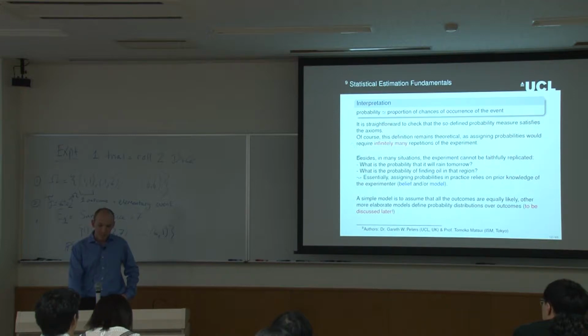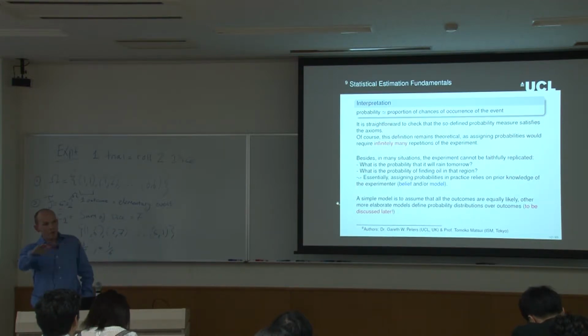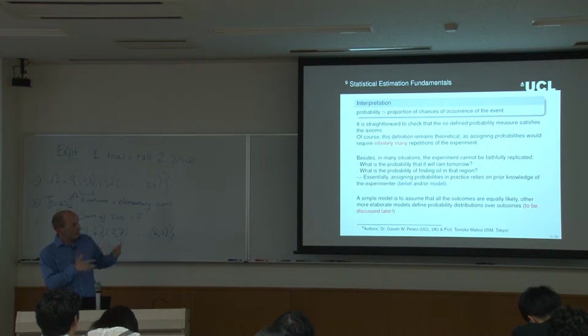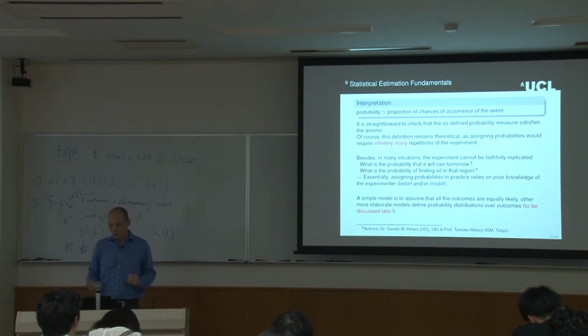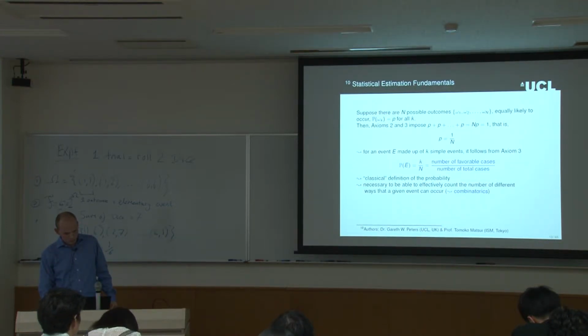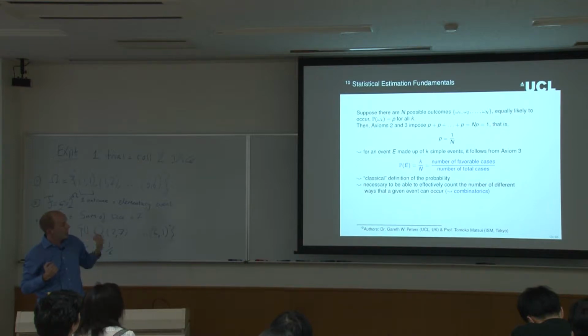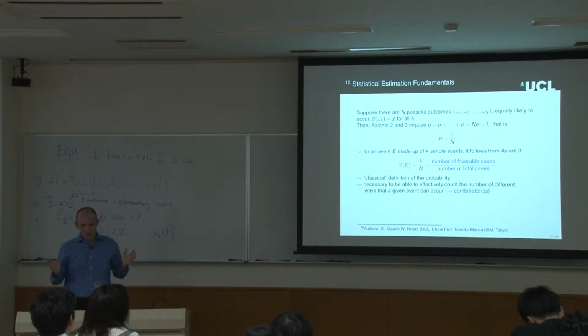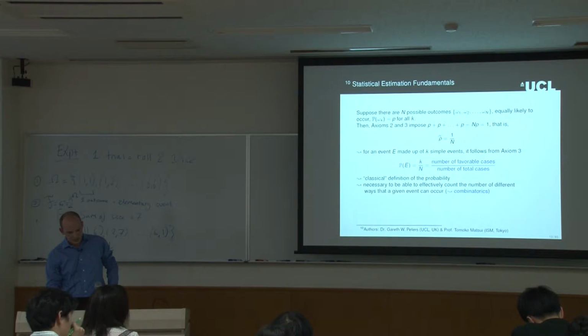So the simplest possible approach you could take is to assume all outcomes of the experiment are equally likely, whereas other more elaborate approaches would be to assume some kind of probability distribution, which we'll discuss later on. So the simplest approach is to assume equally likely outcomes across n possible outcomes. From axioms 2 and 3, we see that np should be equal to 1, and simply we have that p is equal to 1 over n. So this is each outcome's probability.